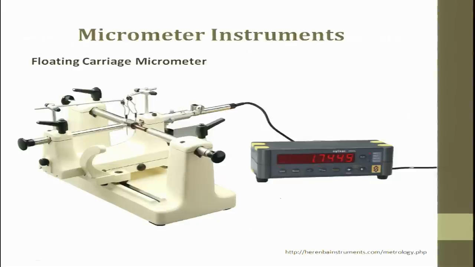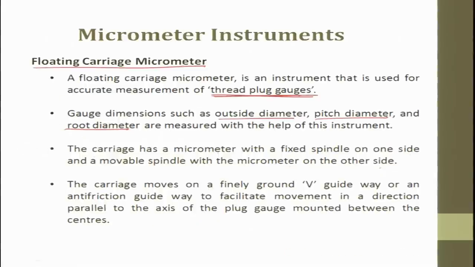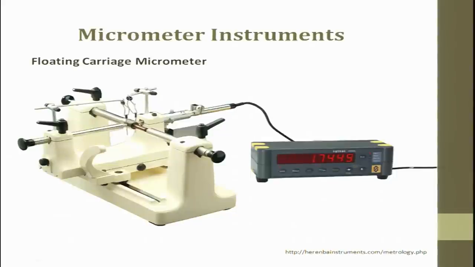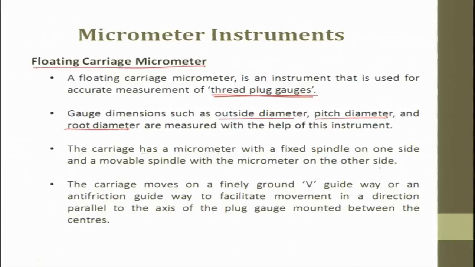The carriage has a micrometer with a fixed spindle on one side, and floating on the other. The carriage moves on fine ground V guide ways or anti-friction guide ways to facilitate movement in the direction parallel to the axis of the plug gauge mounted between the centers.